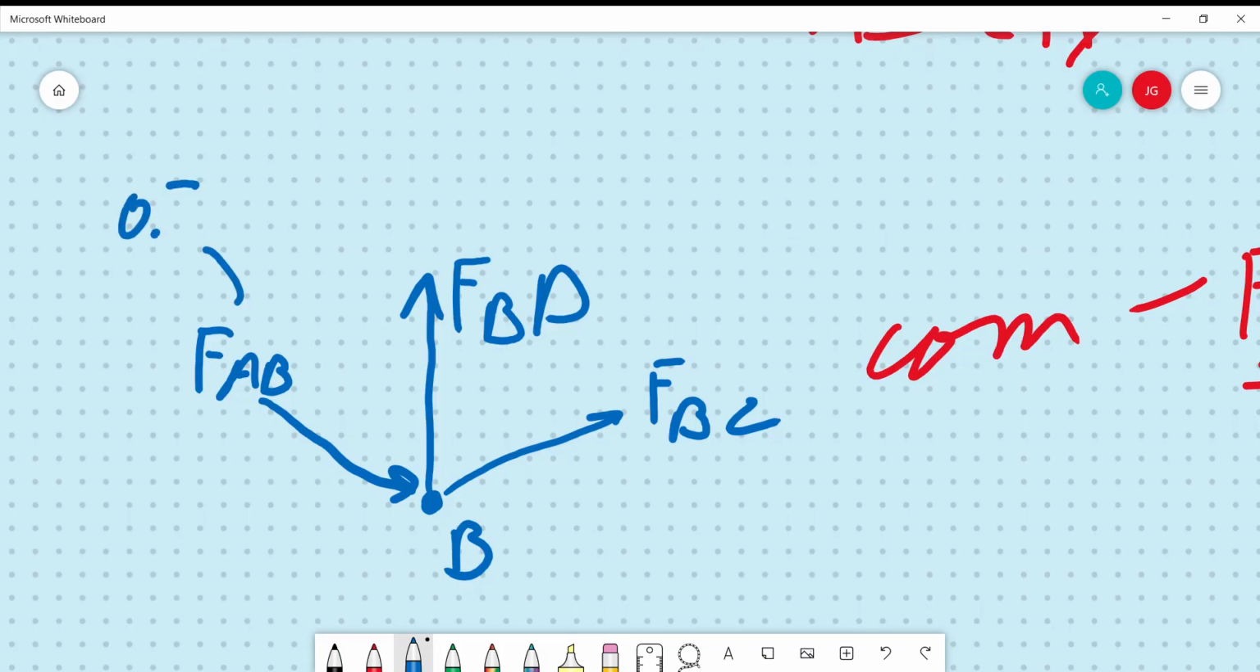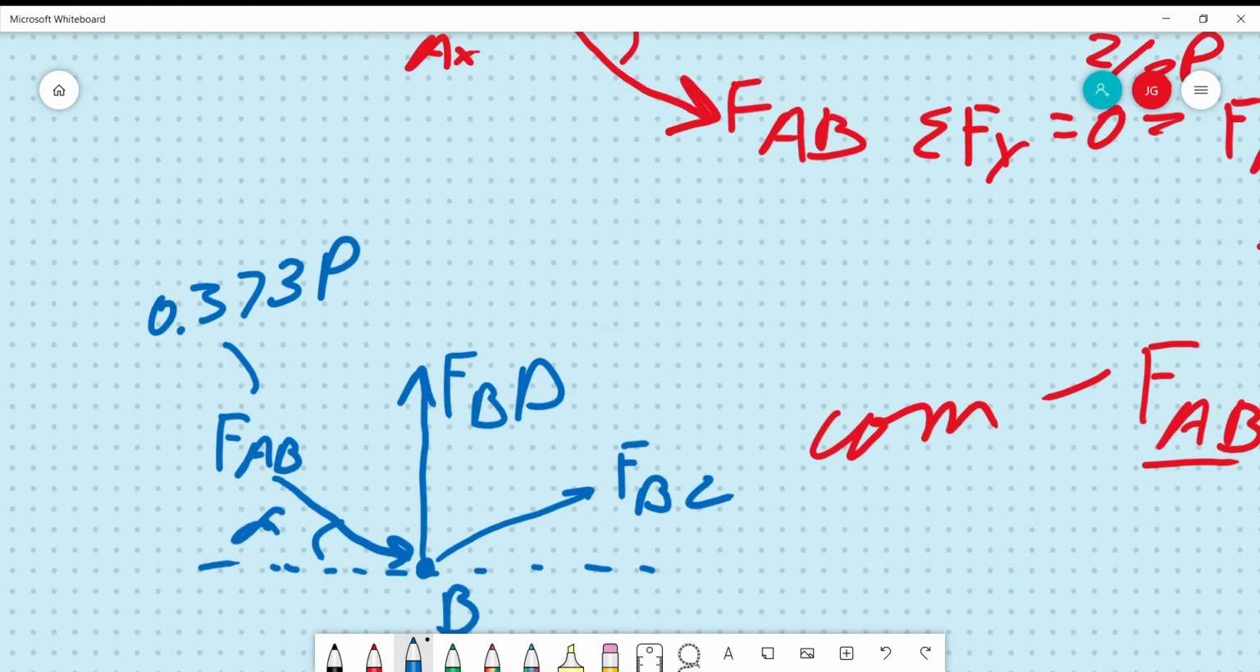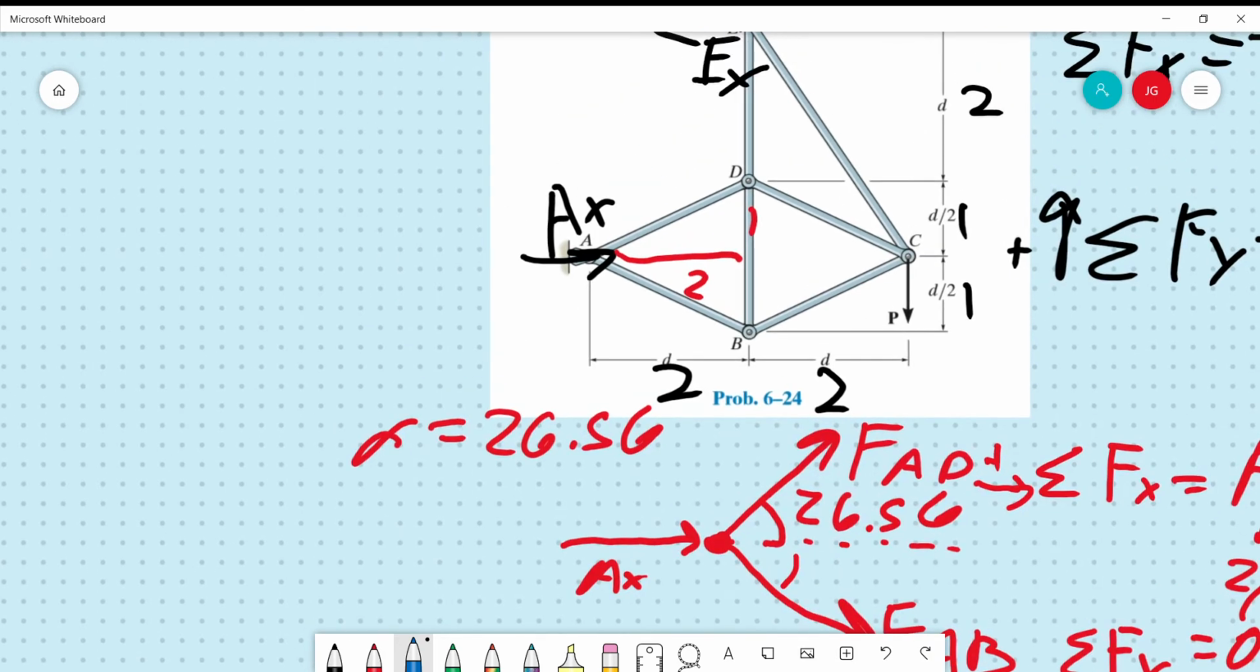We know this one. We know it's 0.373 P, and I drew it in compression, so that negative comes out because I drew it as such. And this CX. And this angle is actually also alpha. If you look back in the drawing, this angle is going to be the same here. So that's alternate interior angles. You get the same angle here.